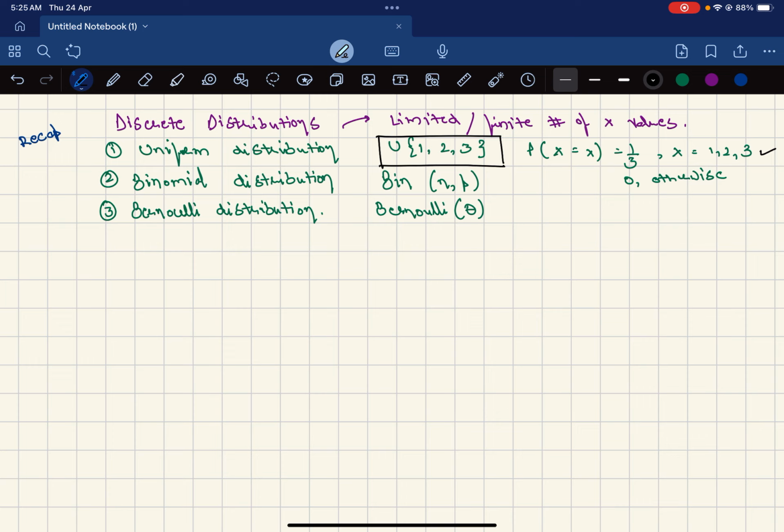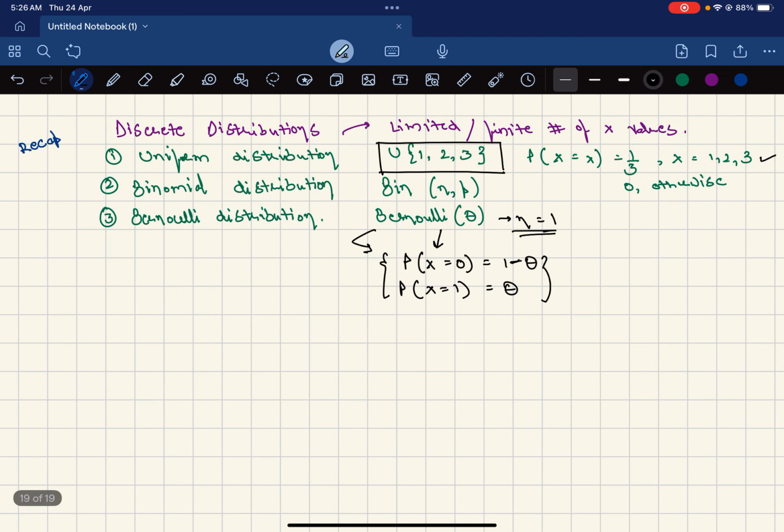Finally, we looked at Bernoulli distribution, which is nothing but a special case of binomial distribution with n equal to 1. Therefore, there is only one trial, and thus in this case, since theta is the parameter here, we write P(x=0) as 1 minus theta and P(x=1) as theta. So this is the probability mass function for a Bernoulli distribution with parameter theta.